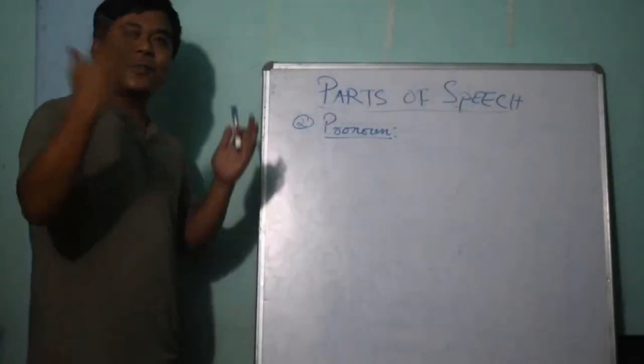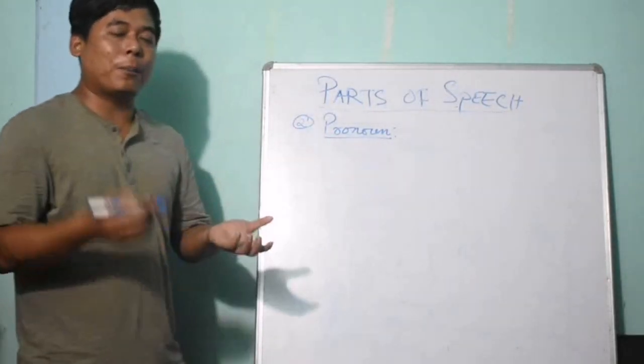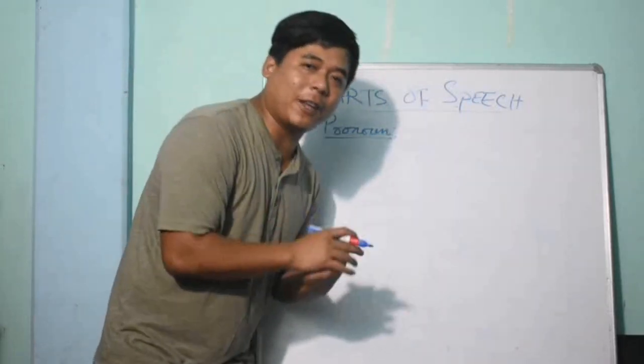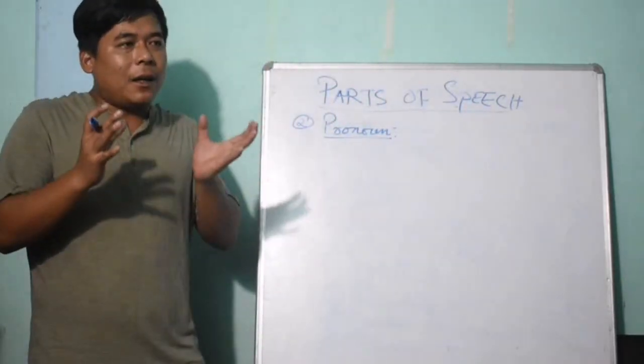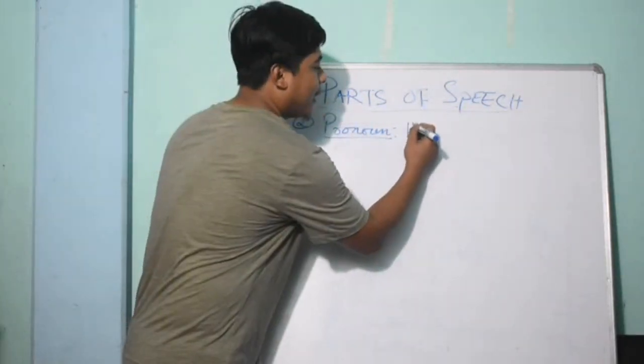Alright, because it's raining. So, Paul. We're talking about Paul. Paul is a good boy. Paul goes to school every day. Instead of repeating the word Paul again and again, I'm going to use the word he.